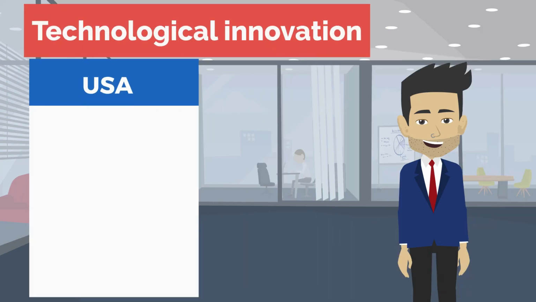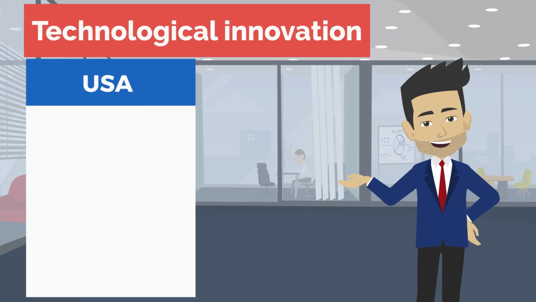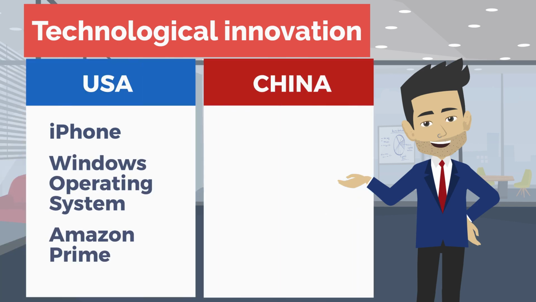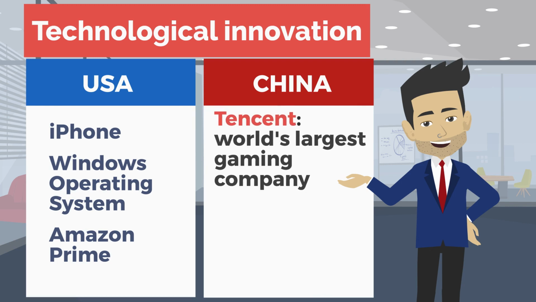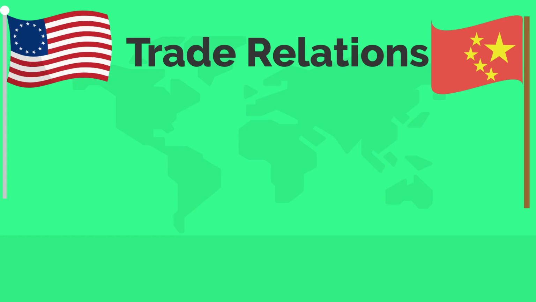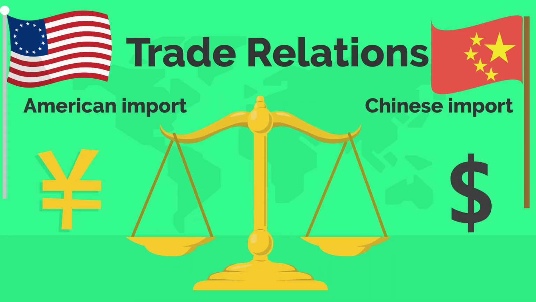Furthermore, US companies have traditionally been associated with technological innovation and have largely driven the global tech revolution through products like the iPhone, Windows operating system, and Amazon Prime. On the other hand, Chinese companies are increasingly becoming major players in tech globally. For instance, Tencent, a Chinese internet giant, has become the world's largest gaming company, and Alibaba is now the world's largest online e-commerce platform. The United States has consistently had a trade deficit with China.